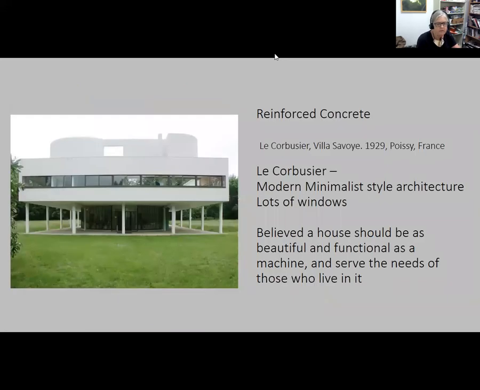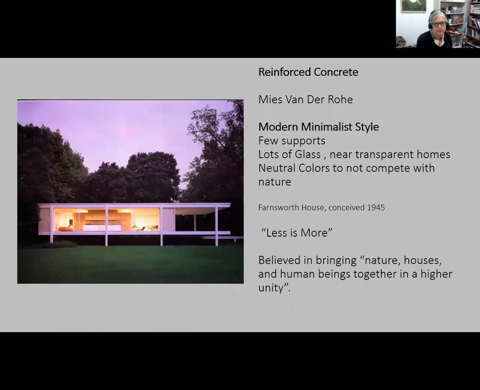So reinforced concrete allows for houses that have lots of windows and are minimalist style, like this one by Le Corbusier, who believed that a house should be beautiful and functional as a machine and serve the needs of those who lived in it. This is by Mies van der Rohe, and he has this modern minimalist style where he has very few supports, lots of glass. His homes were nearly transparent. He used neutral colors so they wouldn't compete with nature. His famous expression is, less is more.